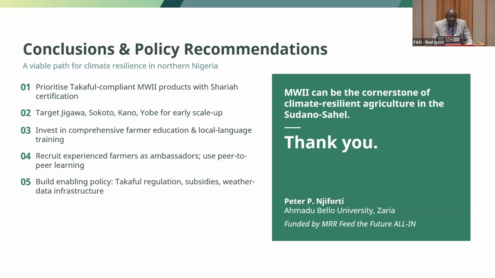And then recruit experienced farmers as ambassadors and use peer-to-peer learning. So those farmers that show leadership could be recruited to take the lead in spreading the good message of the mutual weather index insurance prospect for addressing the climate change crisis in the zone. And then build enabling policy, TACAFO regulations, subsidies, and weather data infrastructure. So generally, mutual weather index insurance can be the cornerstone of climate-resilient agriculture in the Sudan area.